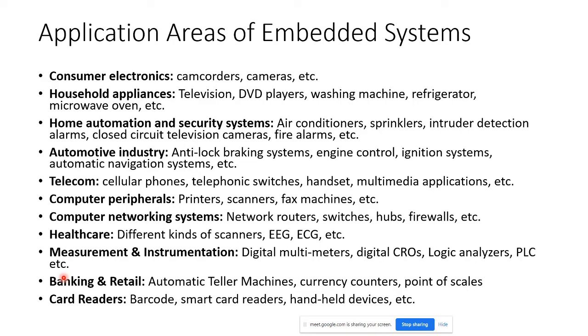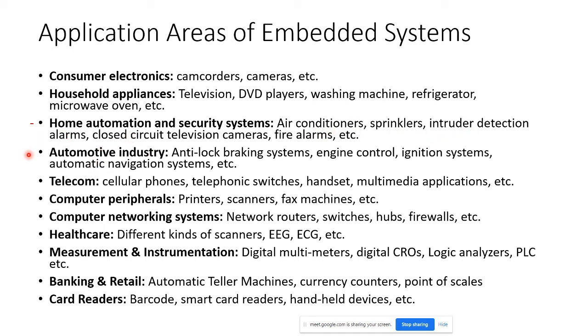So coming to the application areas, I think we saw in the introduction slide itself. So the applications are, you can just name it and we will have an application. If you take consumer electronics, we have camcorders, cameras, and all these things, and household appliances. Like I said, your TV, DVD player, washing machines, refrigerators, microwave oven, and then you have your home automation and security systems. You have air conditioners, sprinklers, intruder detection, and CCTVs, fire alarms.